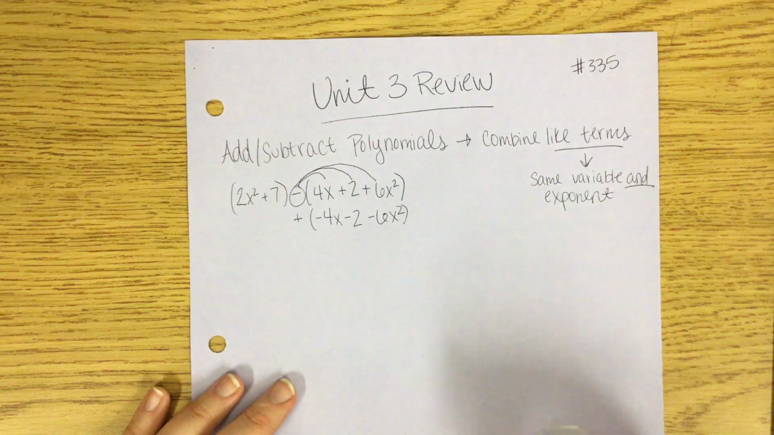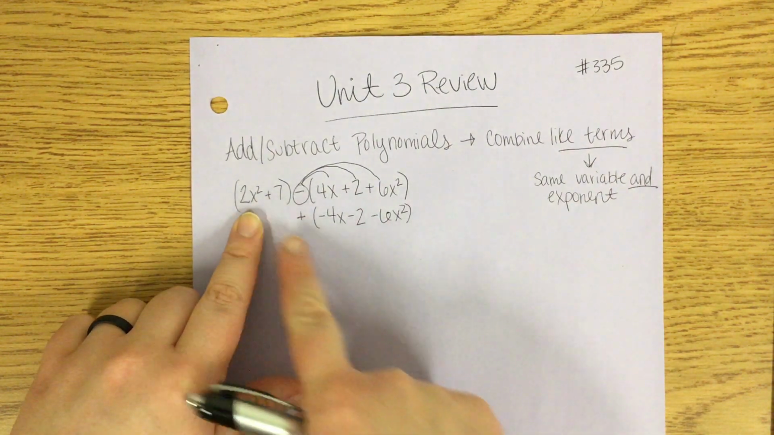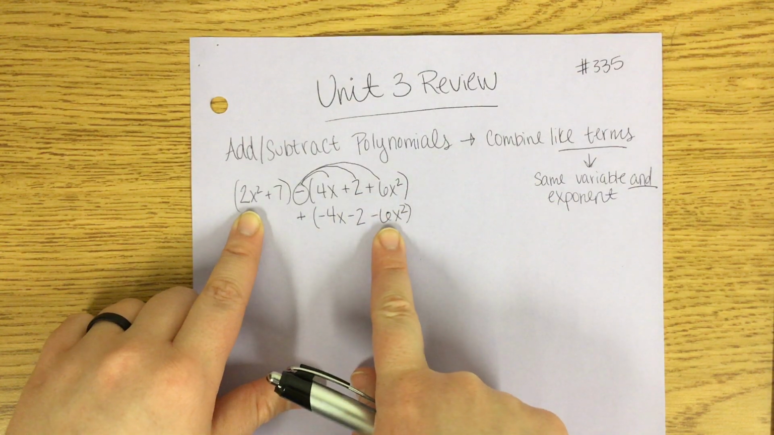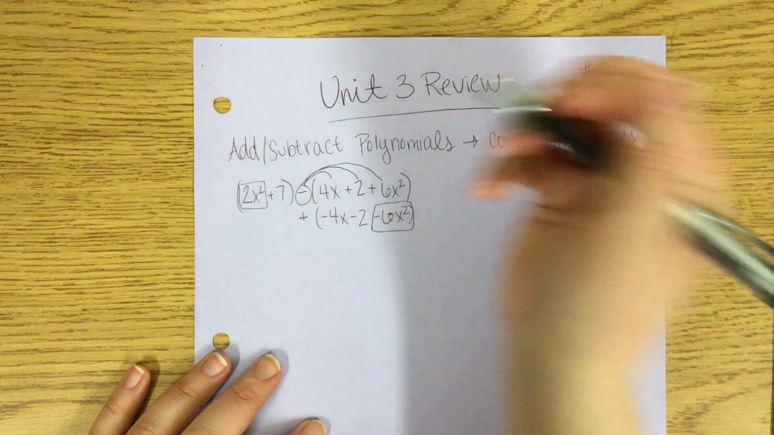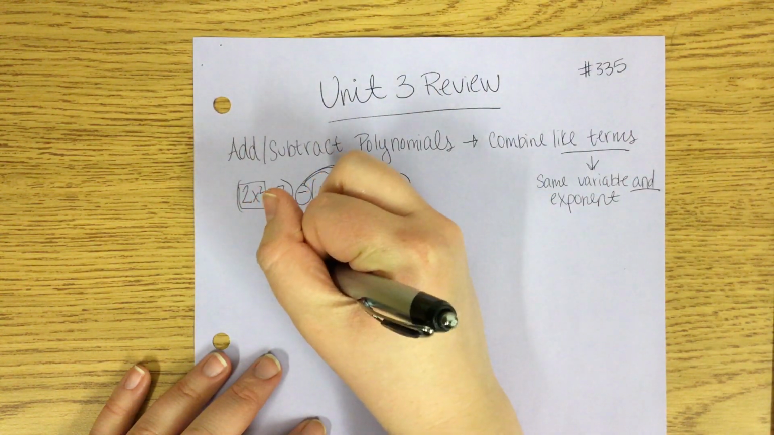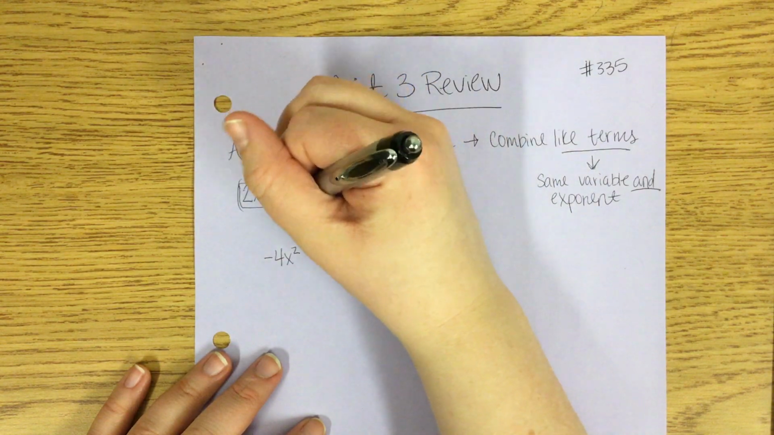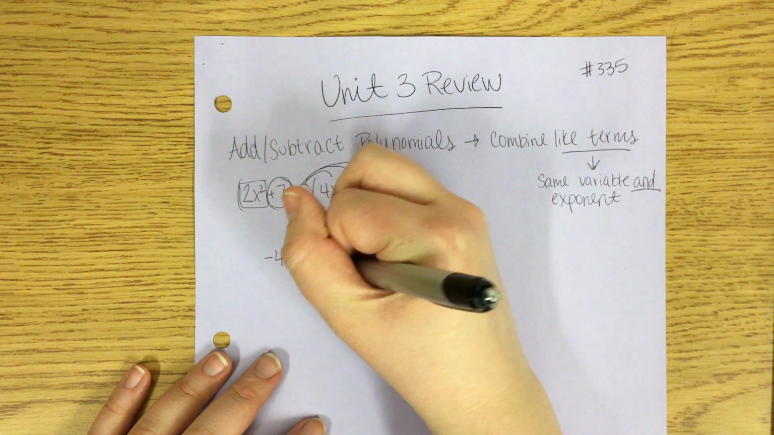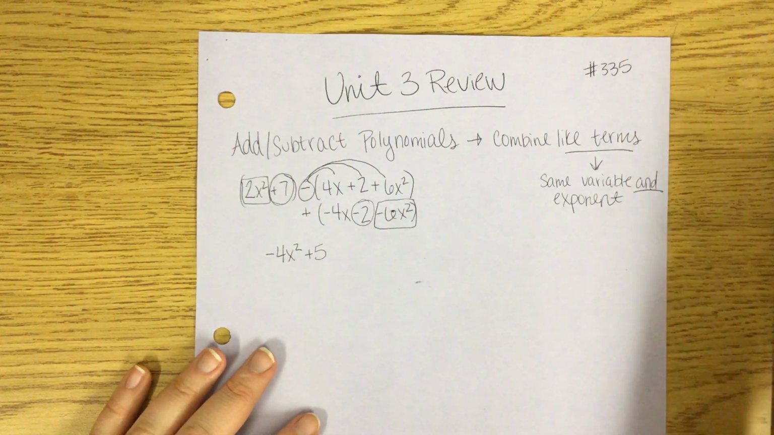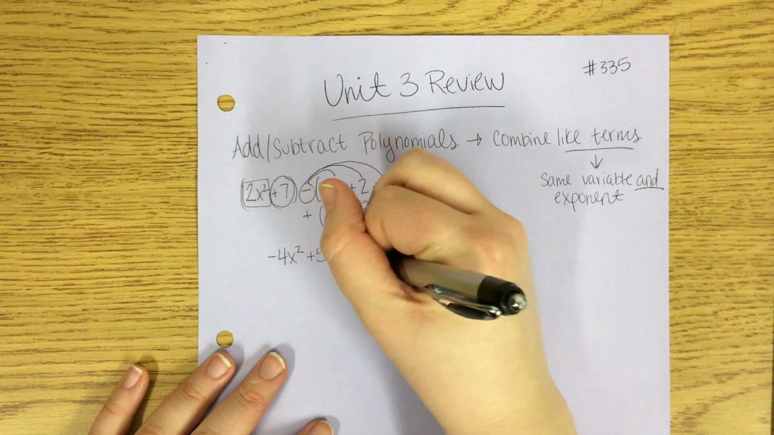Okay. And as far as like terms, so I'm going to look up here. I have 2x squared. The only thing that it is a like term with is this -6x squared. They're the same variable, same exponent. So that would make -4x squared. My 7 will combine with my -2 to make 5. It's a positive 5. And that still leaves me with this -4x that didn't get to combine with anything.